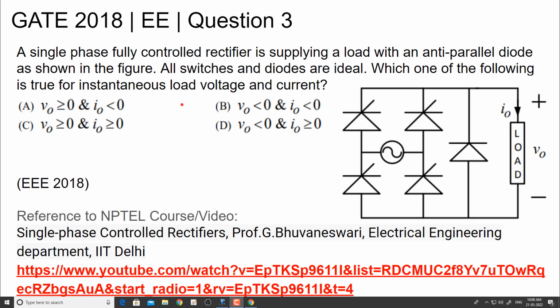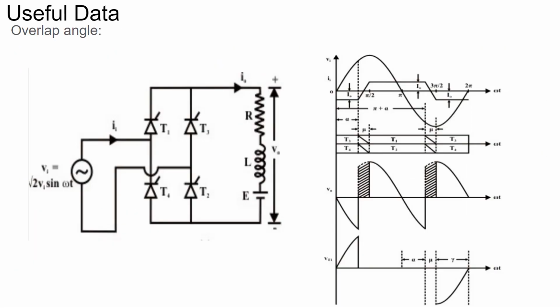To know the detailed analysis of single phase fully controlled rectifiers, audience can go through the given NPTEL video link. Let us discuss some useful information to solve the problem. Here, rectifiers convert AC voltage to DC voltage. For the better analysis, we will divide the explanation into two parts. One is positive half cycle and the other is negative half cycle.